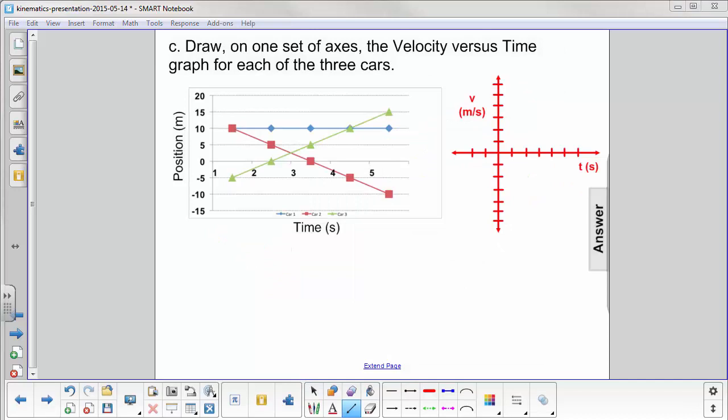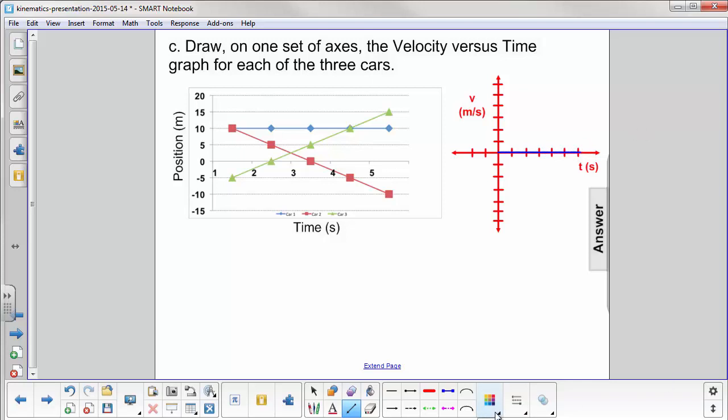We are now going to take the information we just calculated, which was the velocity for each of these cars, and here we have the position time graph. We're now going to draw the velocity time graph for these three vehicles. So let's start with the blue one. The blue one we found out has 0 meters per second velocity. So you would start here and just go like that. That's 0 meters per second.